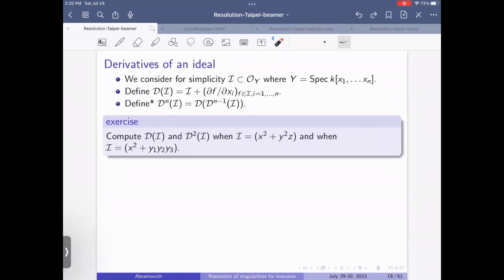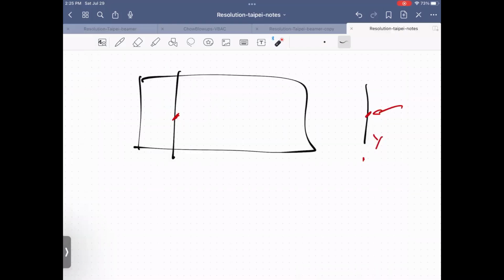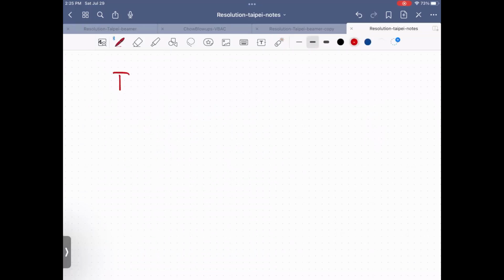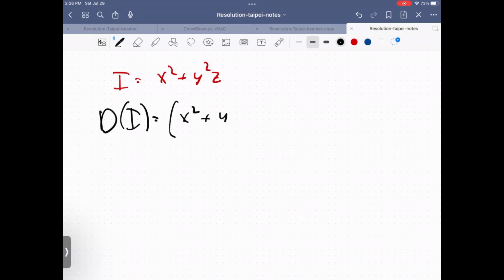Here's an exercise: compute d of I and d squared of I. Let's do one of these. So I equals x squared plus y squared z. D of I. Okay, so I need to use the elements of the original ideal. Here I have just one generator. I need to take the x derivative, the y derivative, and the z derivative. Okay, so this is it.